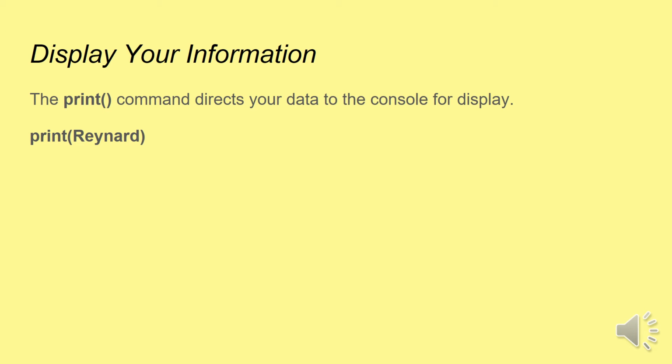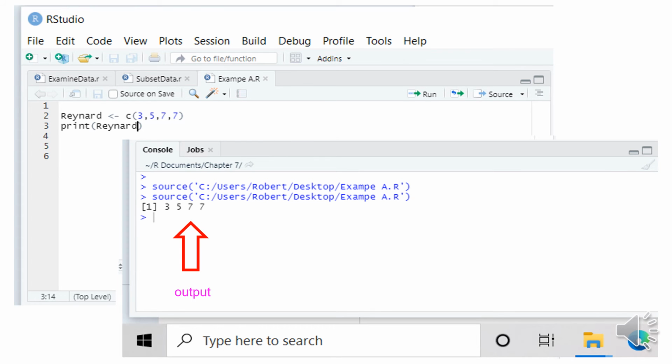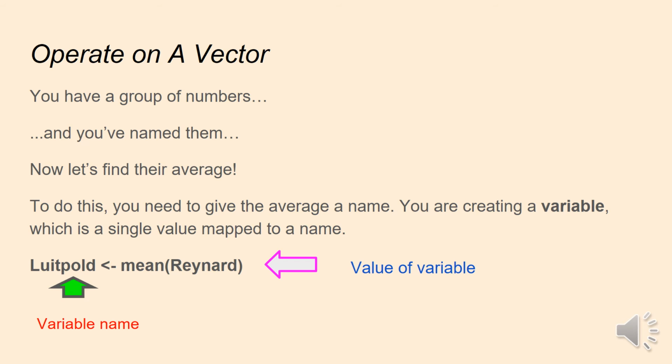Now let's print out Reynard. Type print Reynard after Reynard and hit the source button again, and you'll see the output of the 4 values of the vector Reynard. So we just created a vector and printed it out. So now let's operate on that vector.